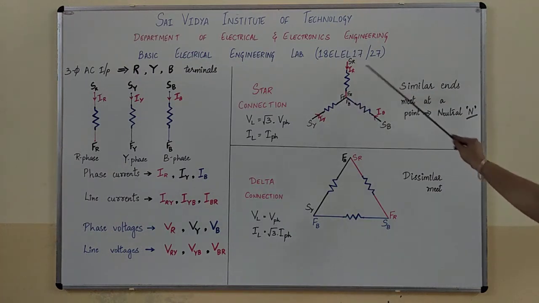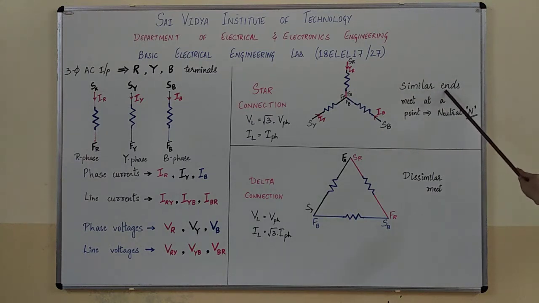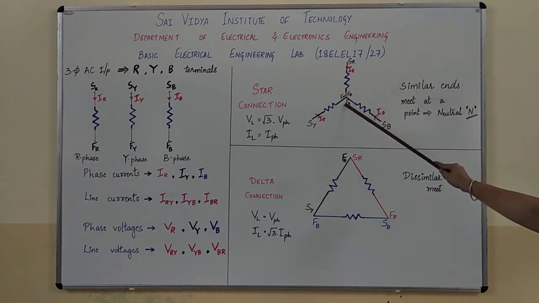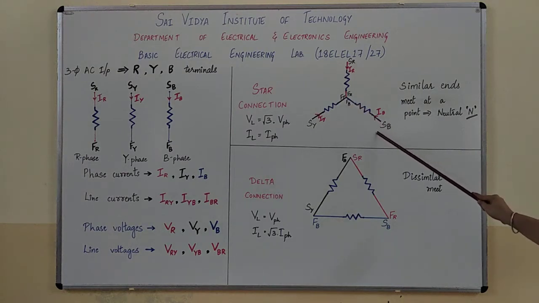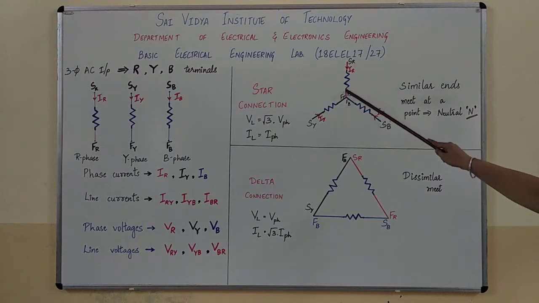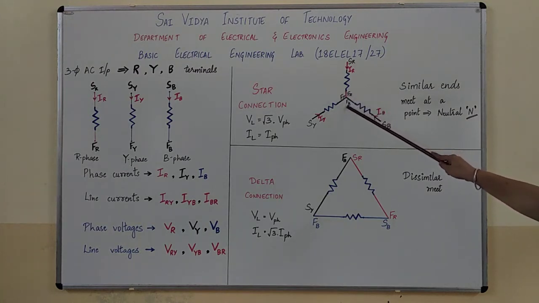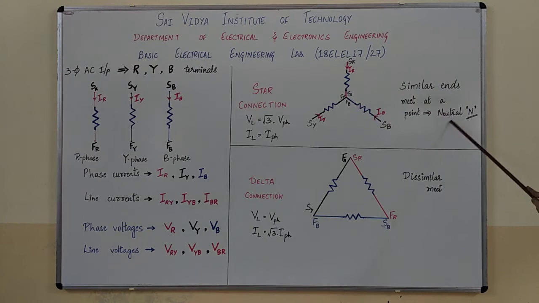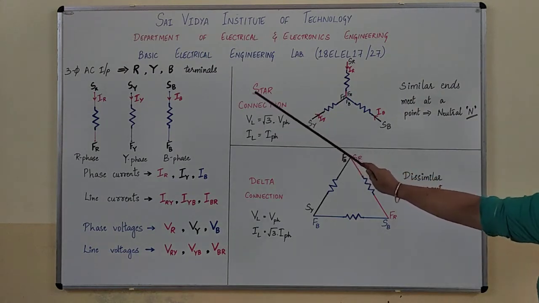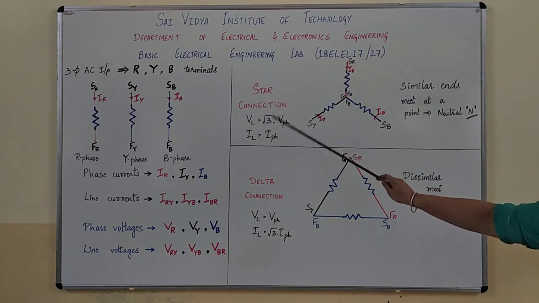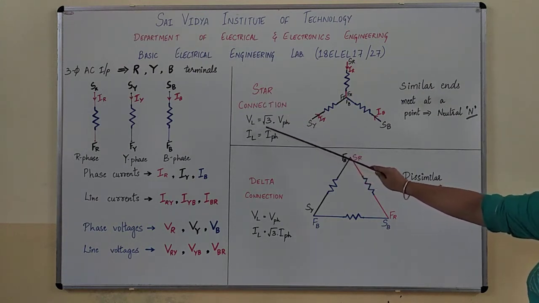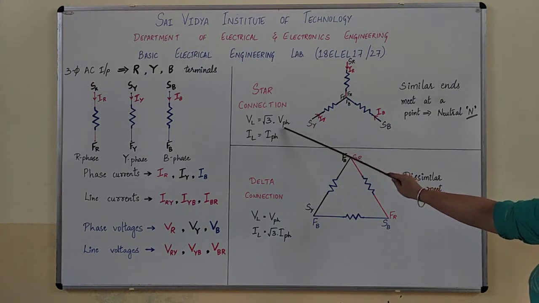The star connection is where the similar ends meet at a point. Either it will be finish of a phase or start of a phase. Either can be done. And the point at which all these meet, that is FR, FY and FB meet, is called the neutral point. Similarly, the relationship between the line voltage and phase voltage in a star connection is given as VL is equal to root 3 times VPH, IL is equal to IPH.